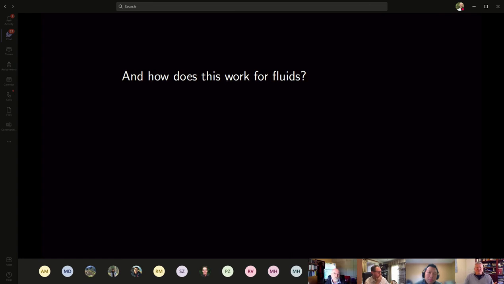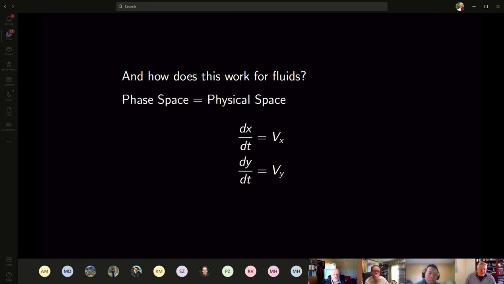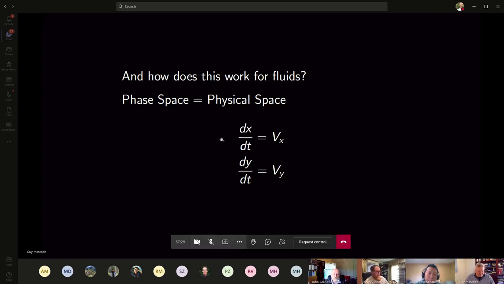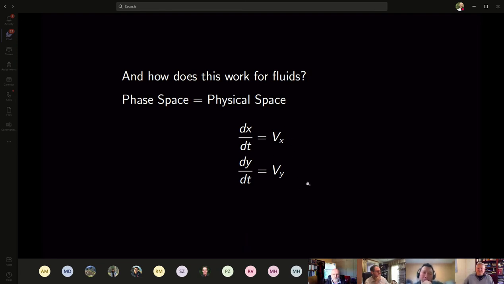And so how does this work for fluids? In fluids, we have our own rate equations, and they're just these. This is what you might remember from physics. This could be a definition for the velocity. So this is the x coordinate and the y coordinate, how they're changing, and the x velocity component and the y velocity component. If we just talk about x and y, you could have a z component down there. But here in fluids, our phase space really is a physical space.